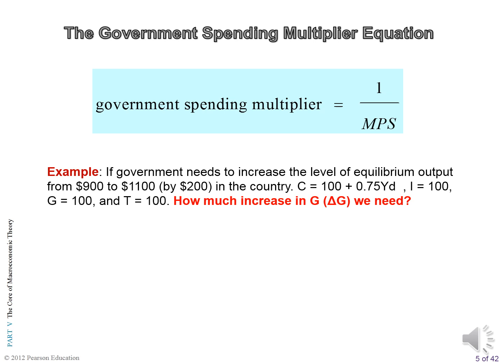So the multiplier in this economy equals 1 over 0.25, which is 4. This is the value of the multiplier. So delta Y, which is $200, since I want to increase the economy by $200, equals the value of the multiplier, which is 4, times delta G. So delta G equals 200 over 4, which is $50. So the government needs to increase government spending by $50 to increase the income by $200.